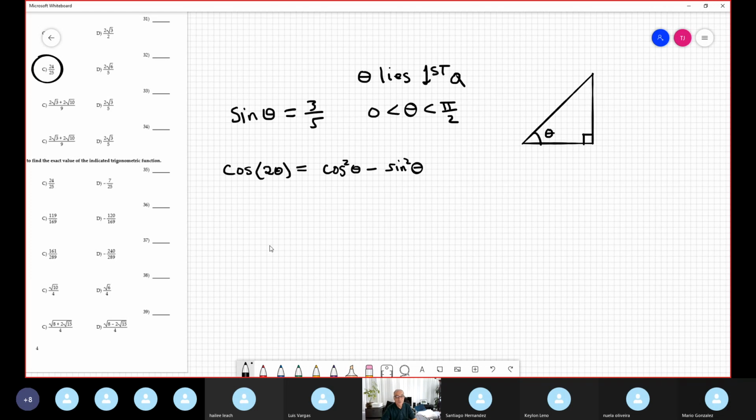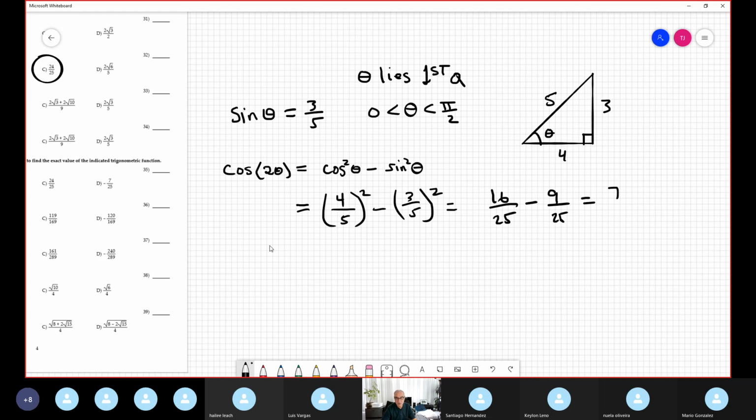This is theta now. And sine is 3, which is opposite over hypotenuse. And this again is a famous 3, 4, 5 triangle. So we are ready to complete everything. Cosine is adjacent over hypotenuse, squared. Don't forget this is squared. Sine, well, sine is given, it's 3/5, squared. This is 16/25. This is 9/25. And this is 16 minus 9, which is 7/25.